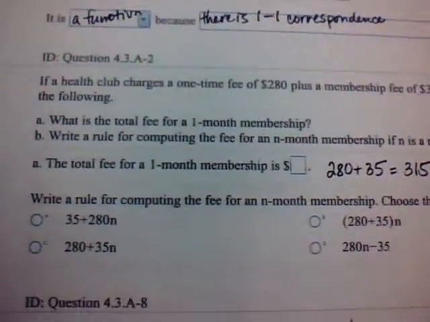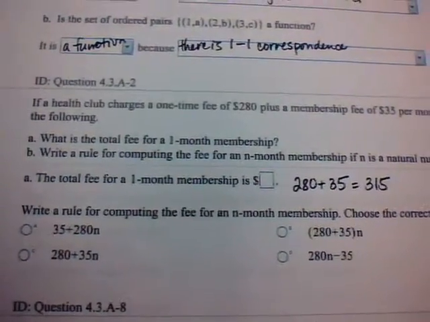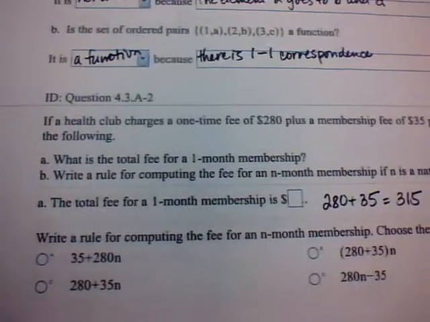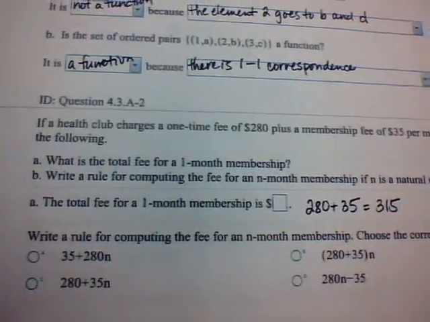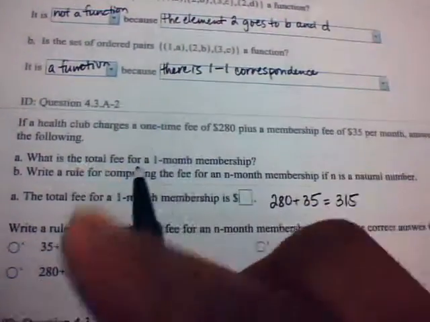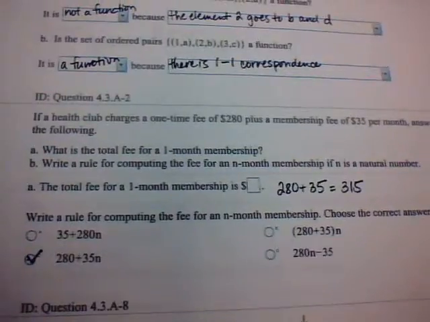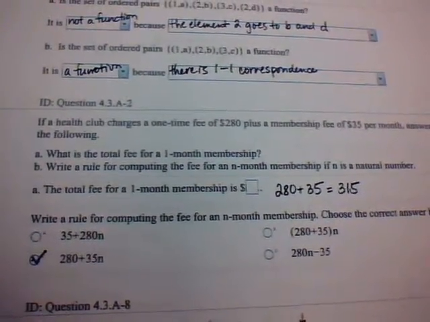And then in part B, we're asked to write the rule for computing the fee for an nth month membership and choose the correct answer below. Well, $280 plus $35 per month would be this expression, 280 plus 35n.